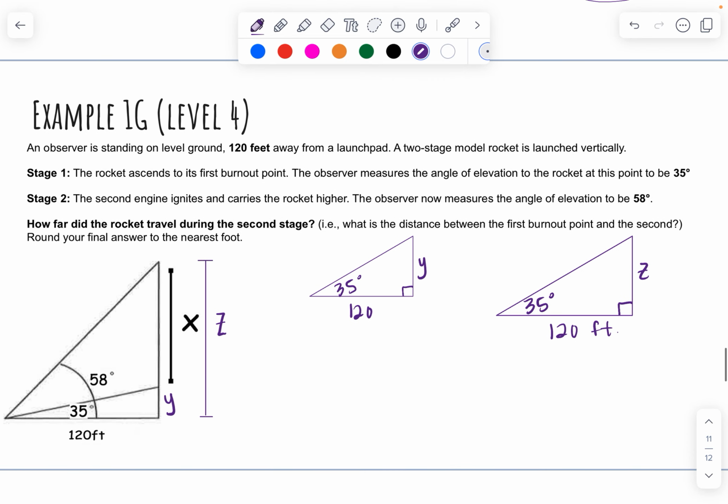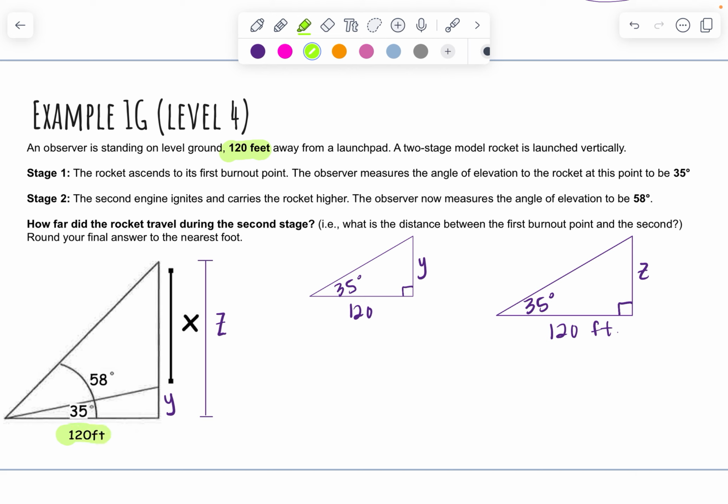Let's look at one more. This one's a little bit more difficult. It involves multiple steps. This would be a level 4 problem. An observer is standing on the ground level, 120 feet away from a launch pad. So that's where this 120 is coming from.